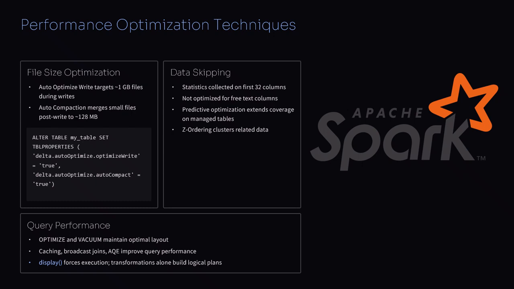To optimize performance, avoid using the display function on large data sets or in production code because it triggers immediate execution and data retrieval to the driver, which can cause high memory usage, longer execution times, and slow down your jobs.